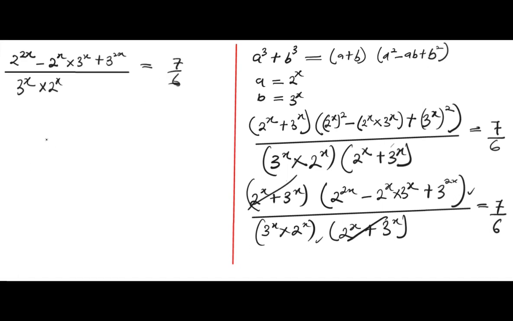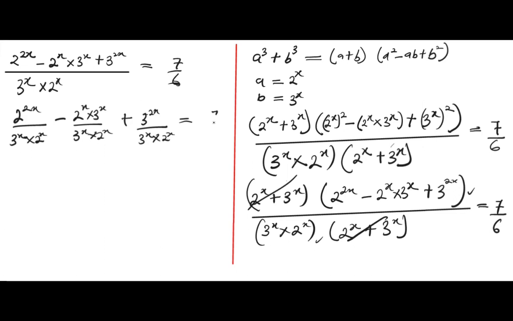So let's rewrite this as single terms. So you're gonna have 2 raised to the power of 2x divided by 3 raised to the power of x times 2 raised to the power of x, okay? We have minus 2 raised to the power of x times 3 raised to the power of x divided by 3 raised to the power of x times 2 raised to the power of x, okay? We have plus 3 raised to the power of 2x divided by 3 raised to the power of x times 2 raised to the power of x equals to 7/6, okay? So this is pretty much the same as this, right?